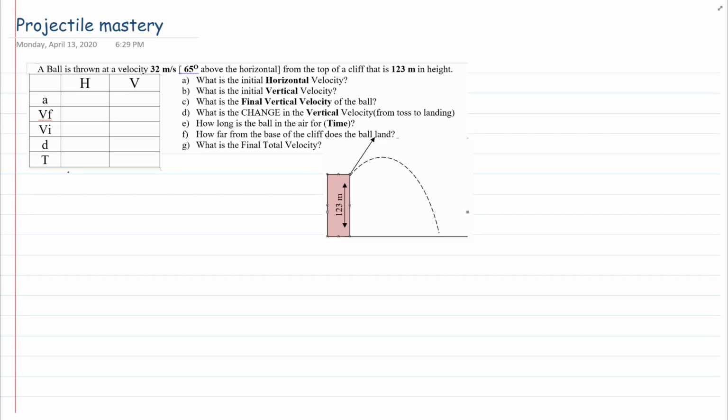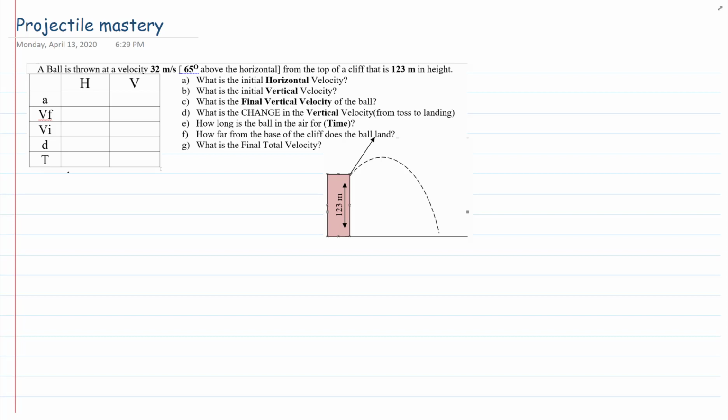So let's try this mastery question again. Same question, just a different set of numbers. This time I'm trying to go through the explanation of it without me typing up very much. Here we go. A ball is thrown upward at a velocity of 32 meters per second, 65 degrees above the horizontal from the top of a cliff that is 123 meters in height. Just different numbers, same question.